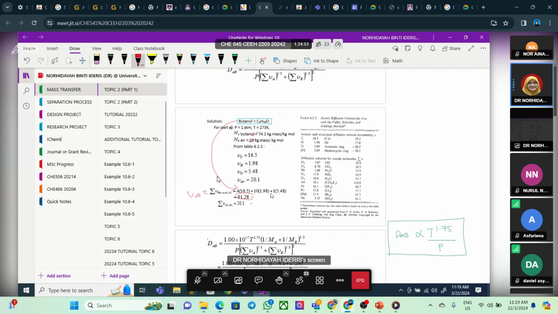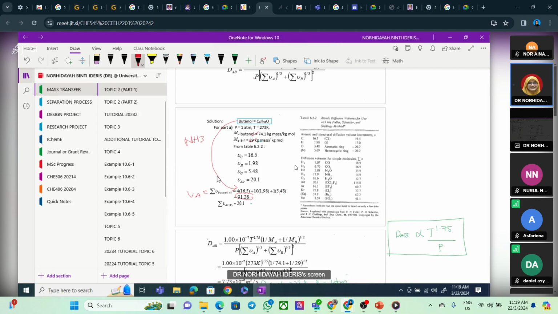Maksudnya kamu kena tahu kamu punya molecular structure tu apa, chemical structure tu apa. Contoh kalau NH3, NH3 maksudnya N mana N? Tak ada pula N. N ada sini, sorry. 5.9 darab N, darab H pun dah, darab 3 darab 1.98. So dia bergantung kepada kamu punya chemical structure. Berapa banyak bilangan atom carbon, berapa banyak bilangan atom hidrogen dengan oksigen. Okay. So kena darab. Okay, darab dan tambah, dapatlah nilai 91.28.